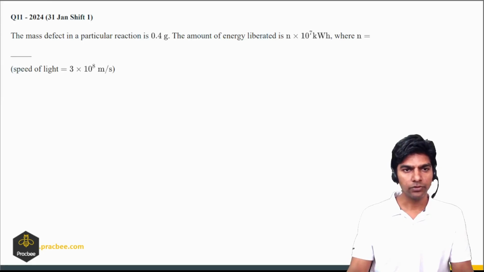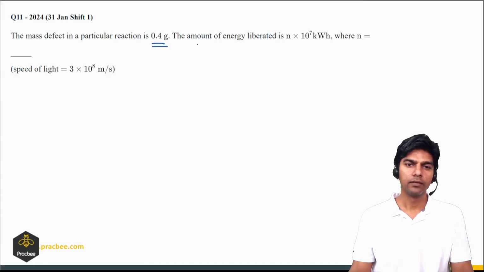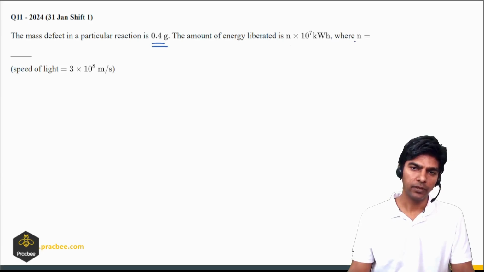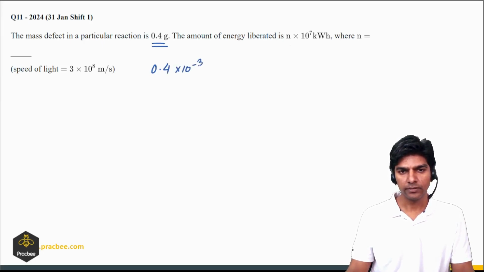Okay, let us see the next question. The mass defect in a particular reaction is 0.4 grams. The amount of energy liberated is n into 10 raised to 7 kilowatt hour, where n is. Okay, right. So here again we have to use mass energy equivalence relation. So 0.4 into 10 raised to minus 3, so that is the mass in kilogram. Multiply this with c square, which is 9 into 10 raised to 16. And this is equals to n times 10 raised to 7.